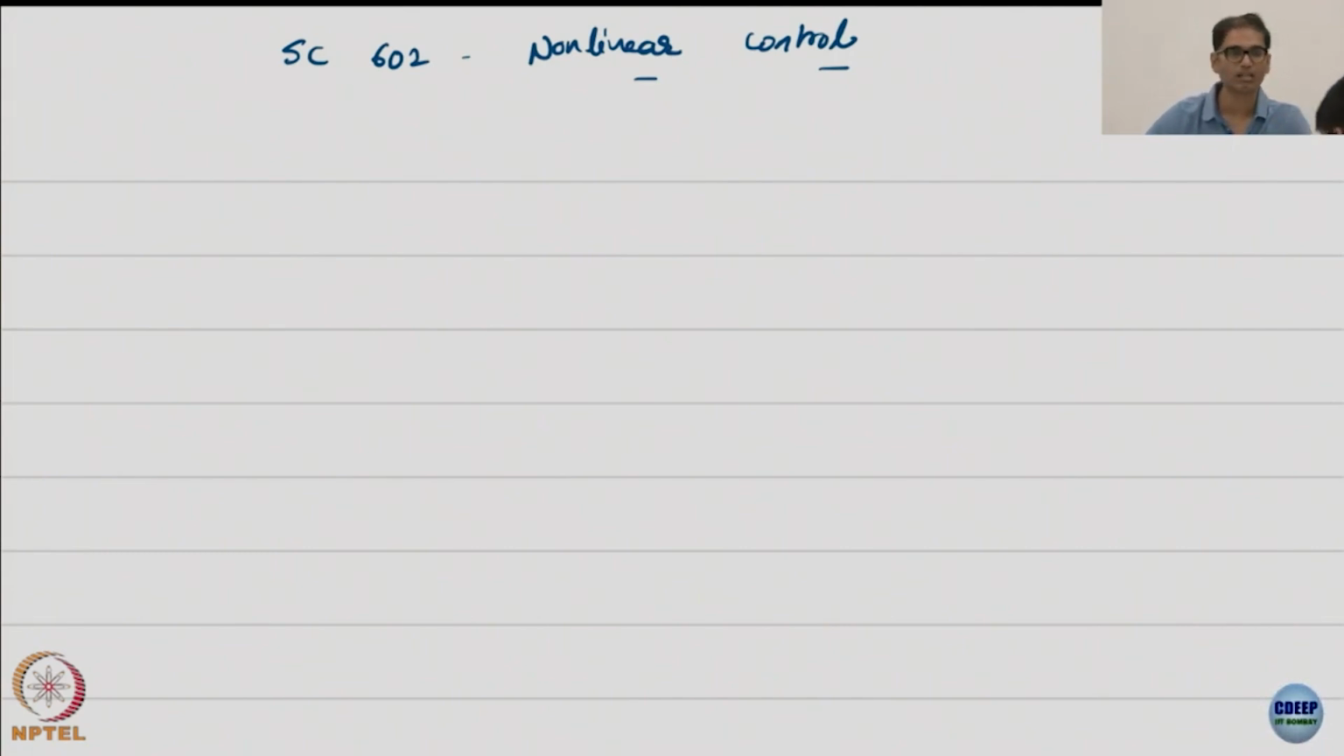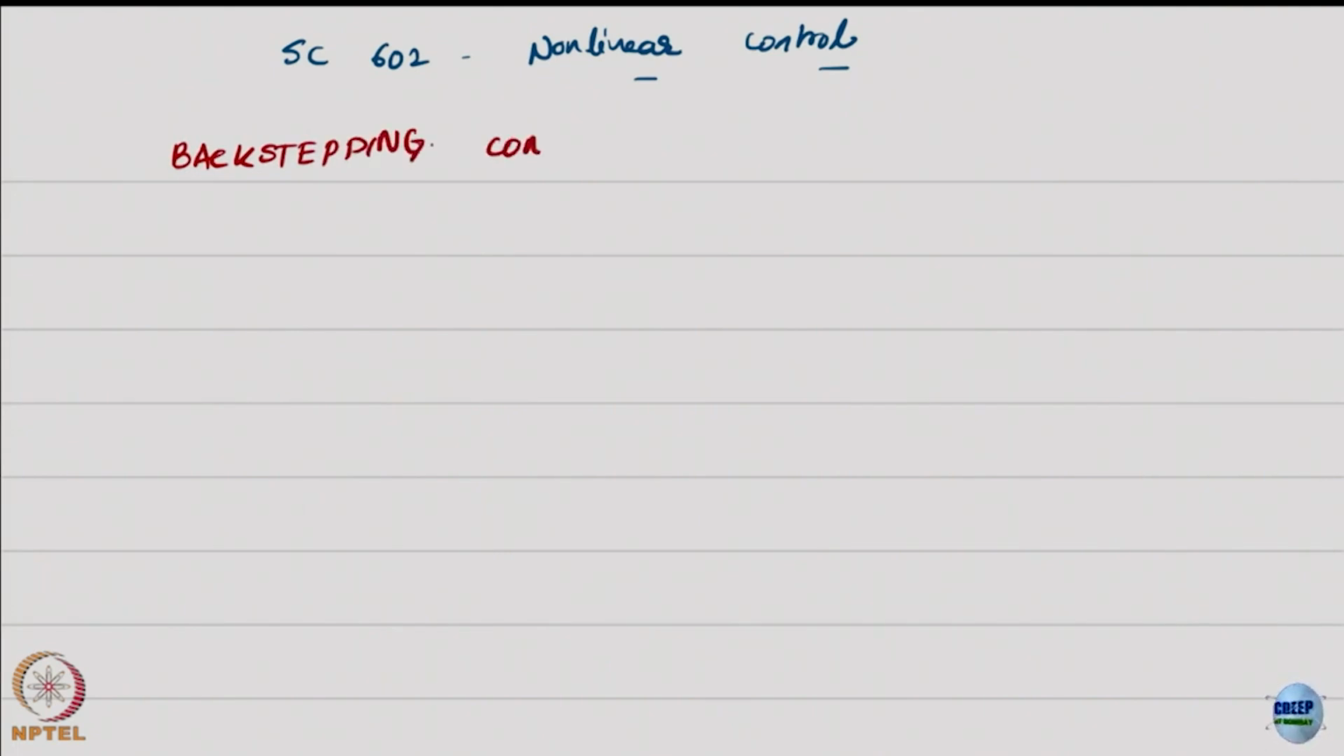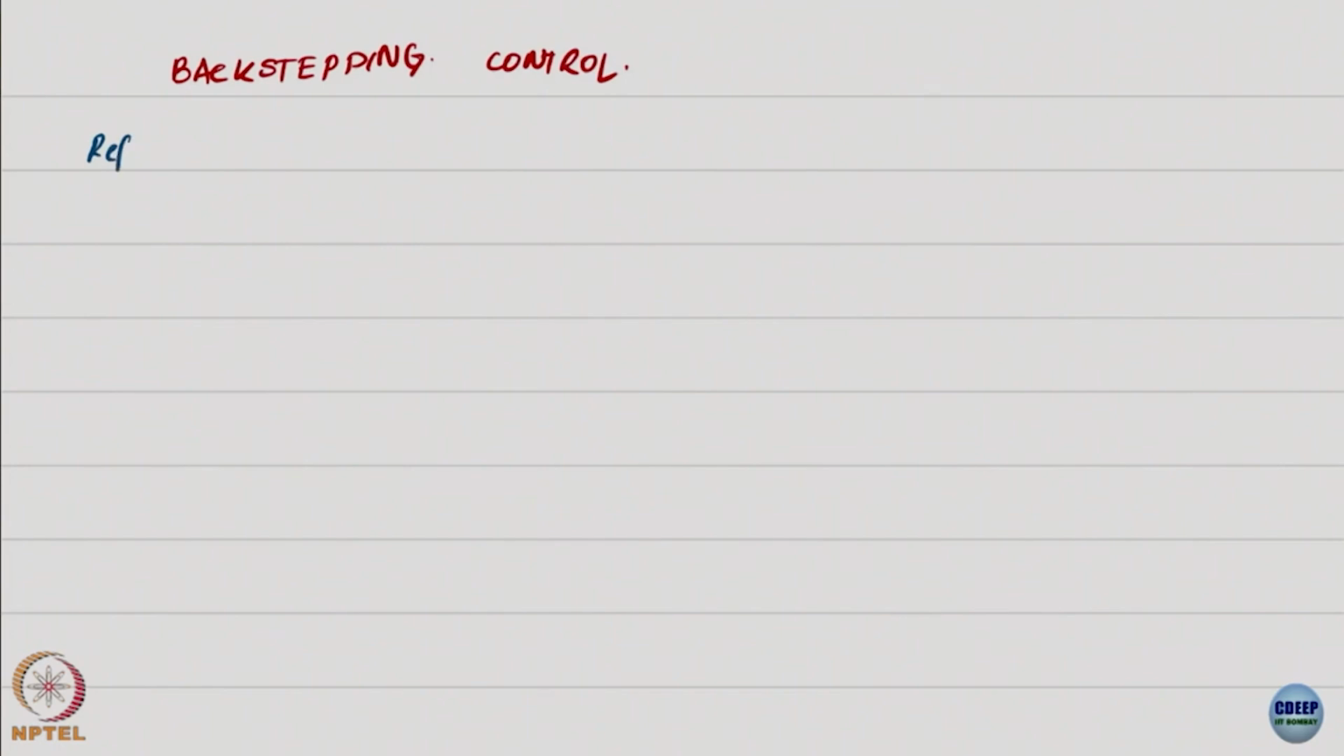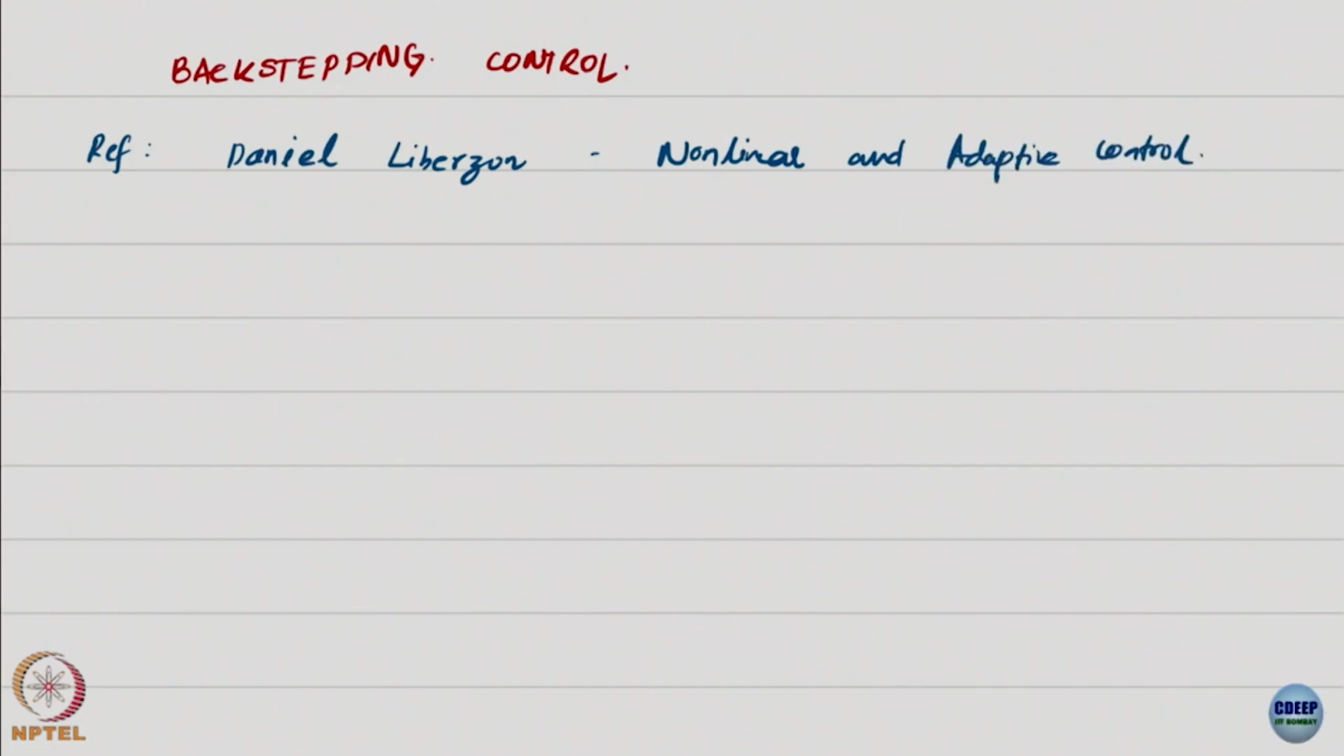All right. So we are today going to start with backstepping, and I'm going to write a little bit today. The note that I'm using is by Daniel Liberzon, and I believe it's the free version of his book Nonlinear and Adaptive Control. So this is what we are using as a reference right now.